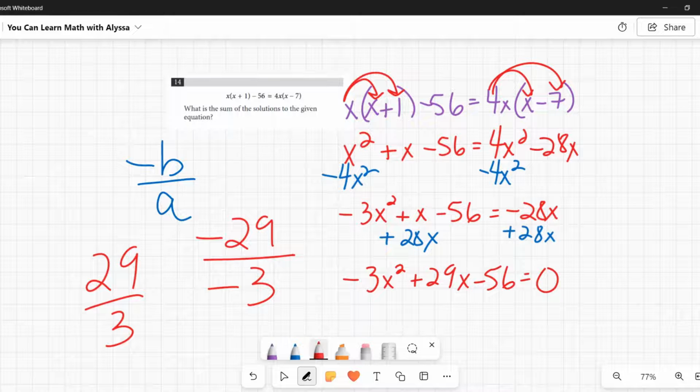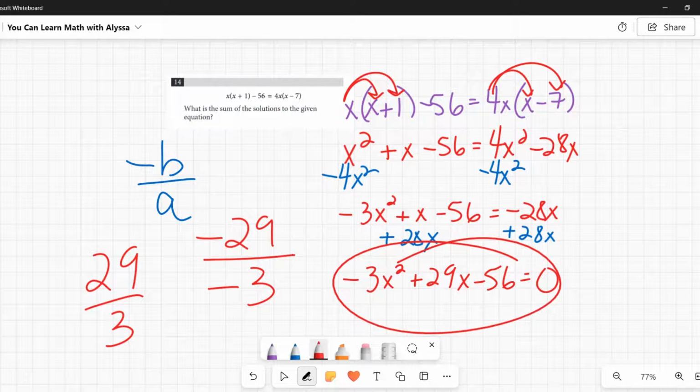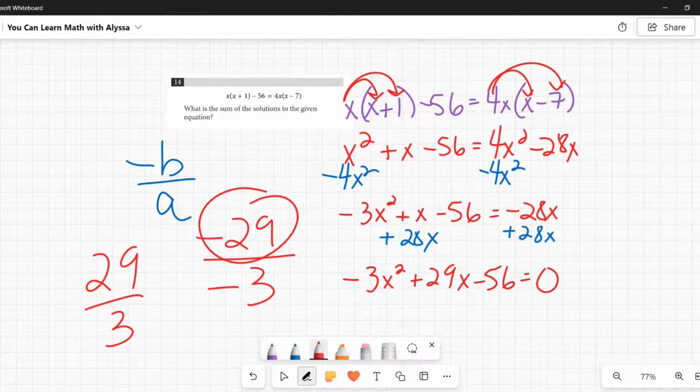That's it. Just pretty straightforward. Yeah, so you're just distributing at the top, getting everything over to the left, so it's in that ax squared plus bx plus c. Then you put the opposite of b over a, and you have your answer.